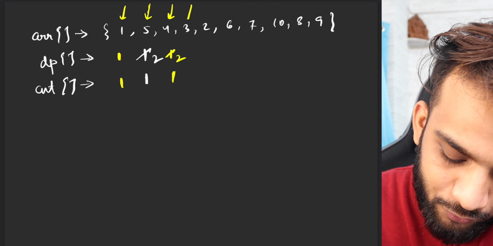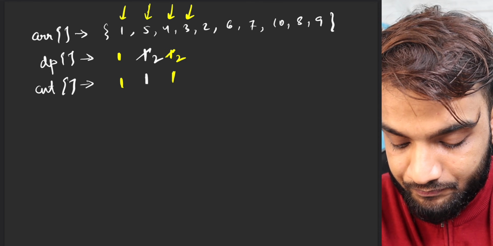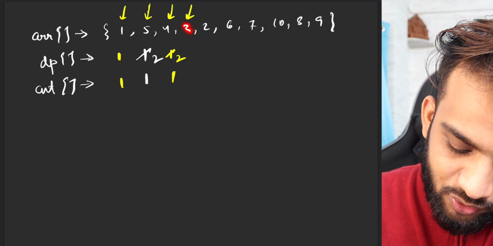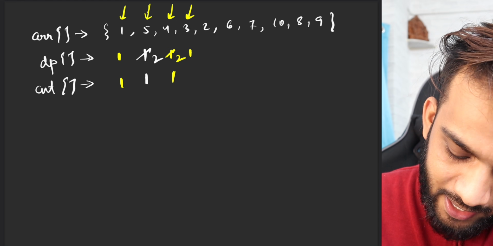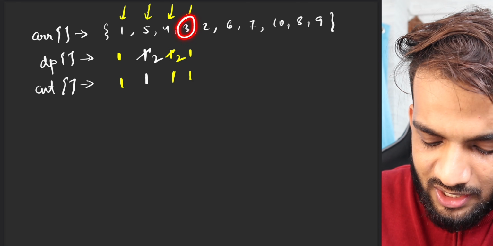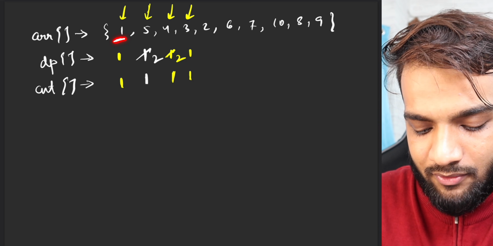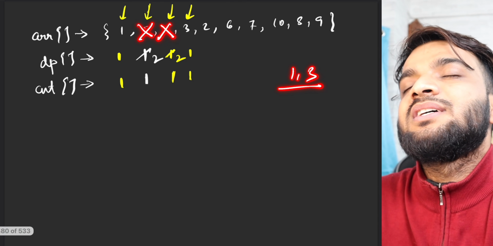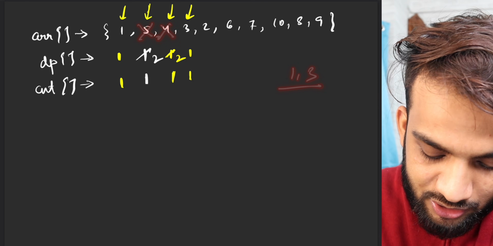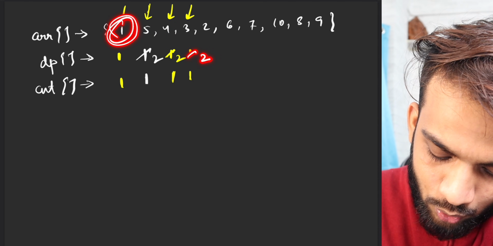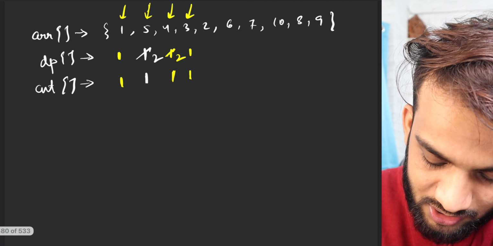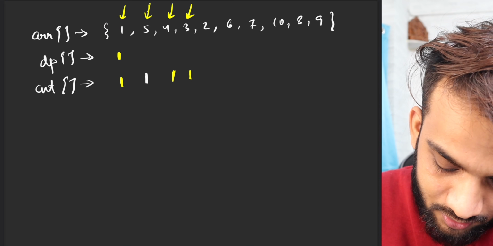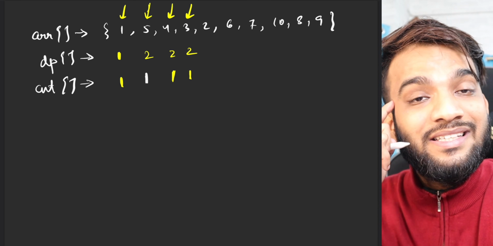Next, you move to 3. The moment you move to 3, what do you observe? 3 is initially of length 1 and a count of 1. But 3 can attach with 1. 1 can attach with 3, but 5 cannot, and 4 cannot, because it's a longest increasing subsequence. So if 1 can, the length will increase to 2 and the count is 1. So you just increase the length to 2, and the count still stays as 1.